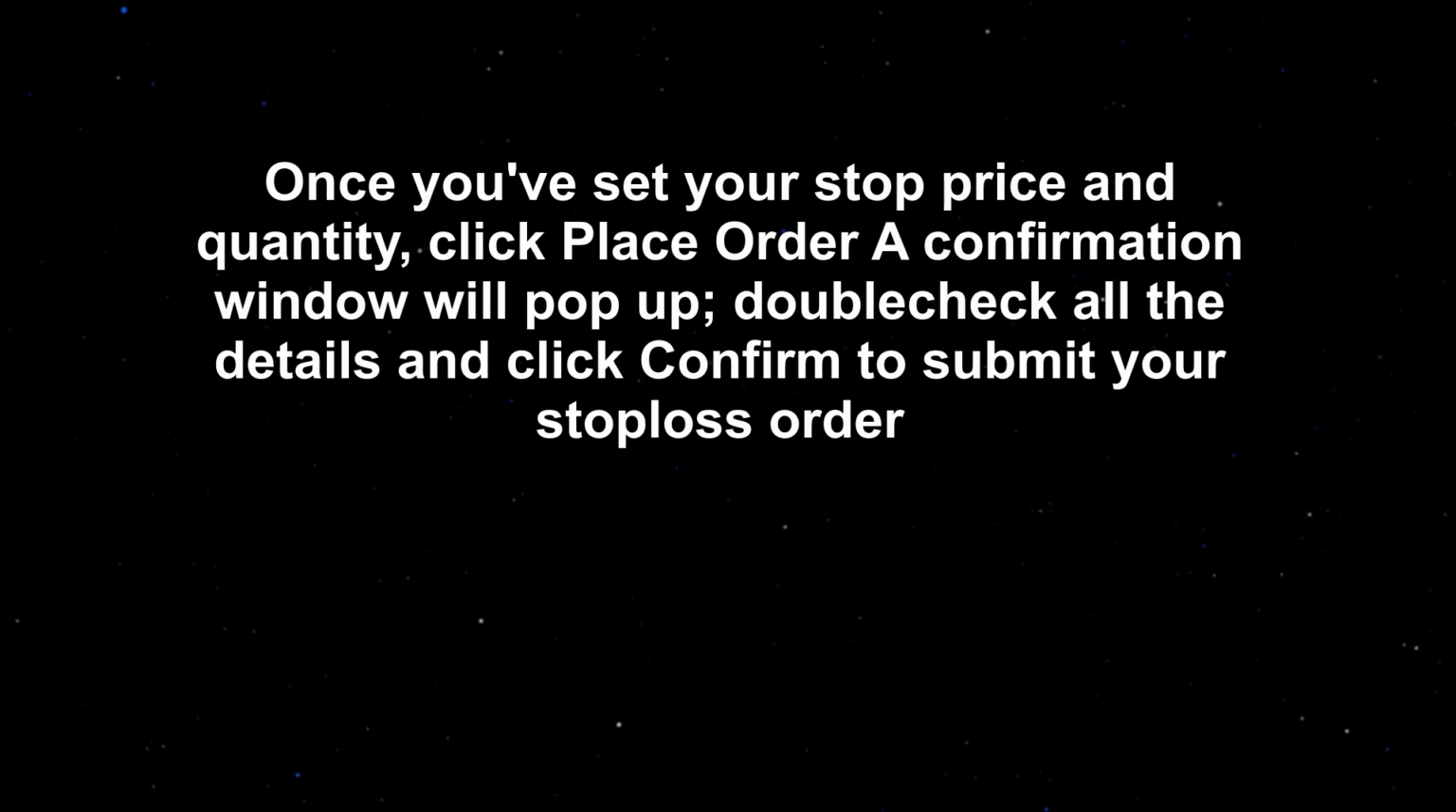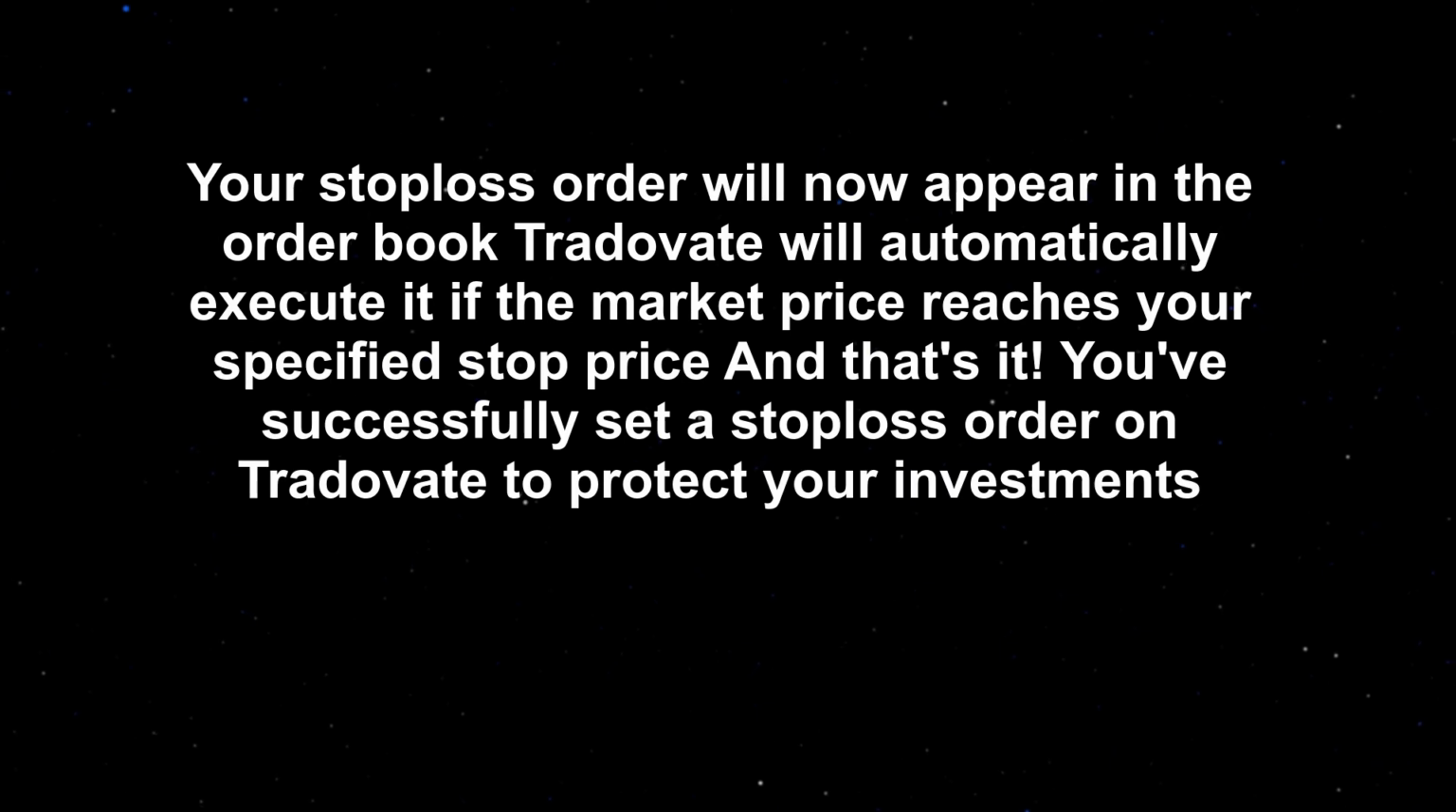A confirmation window will pop up. Double check all the details and click confirm to submit your stop loss order. Your stop loss order will now appear in the order book. Tradovate will automatically execute it if the market price reaches your specified stop price, and that's it. You've successfully set a stop loss order on Tradovate to protect your investments.